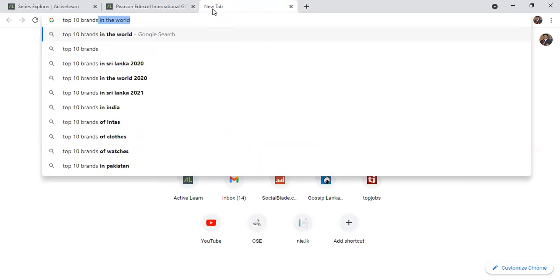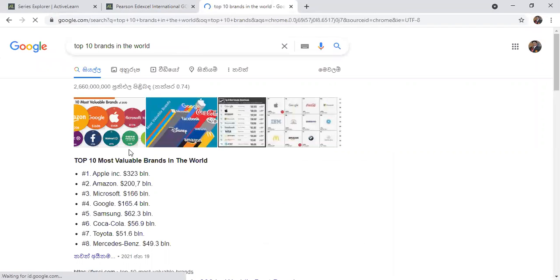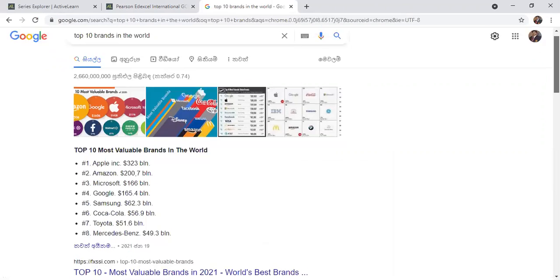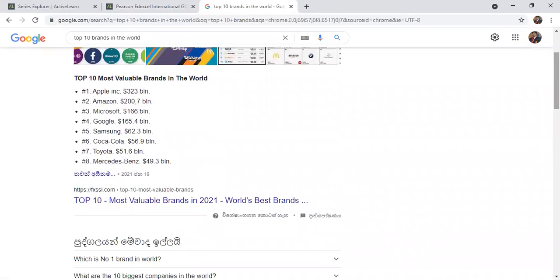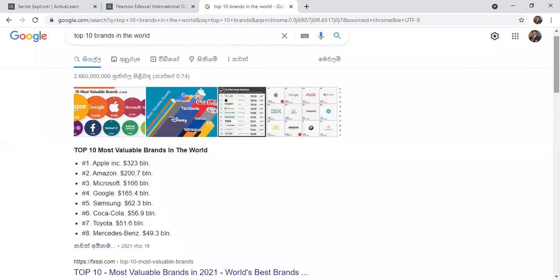brands, top 10 brands in the world, right? So if you search on Google, you can see top 10 brands in the world. Now number 1 is Apple, 323 billion. Then Amazon, 200 billion. Microsoft, 166 billion. Then Google, Samsung, Coca-Cola, Toyota, Mercedes-Benz. All these brands are world famous brands, right? World famous brands, you can see all the logos, right?